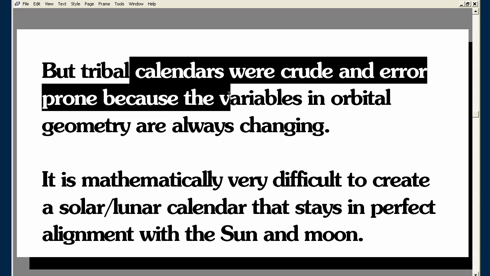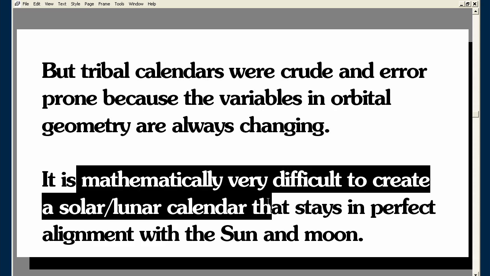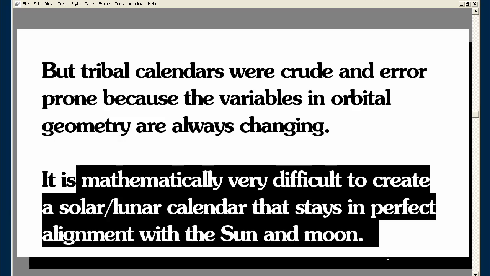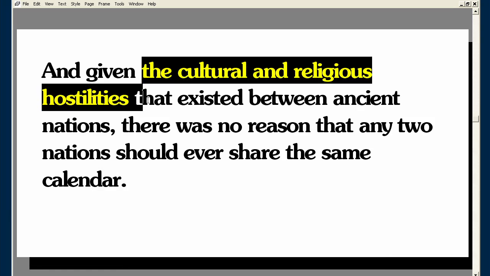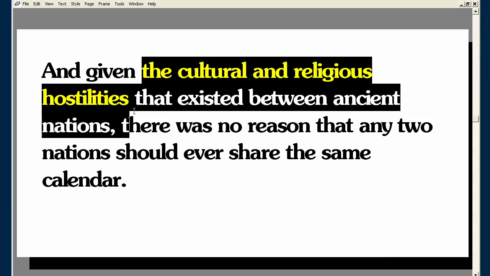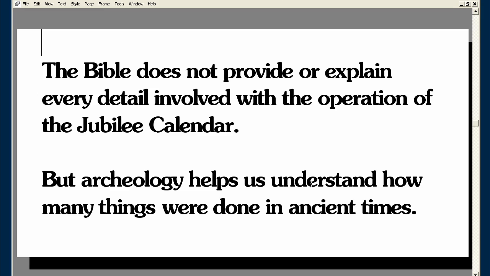But tribal calendars were crude and error-prone because the variables in orbital geometry are always changing. It is mathematically very difficult to create a solar-lunar calendar that stays in perfect alignment with the sun and the moon. And given the cultural and religious hostilities that existed between ancient nations, there was no reason that any two nations should ever share the same calendar.